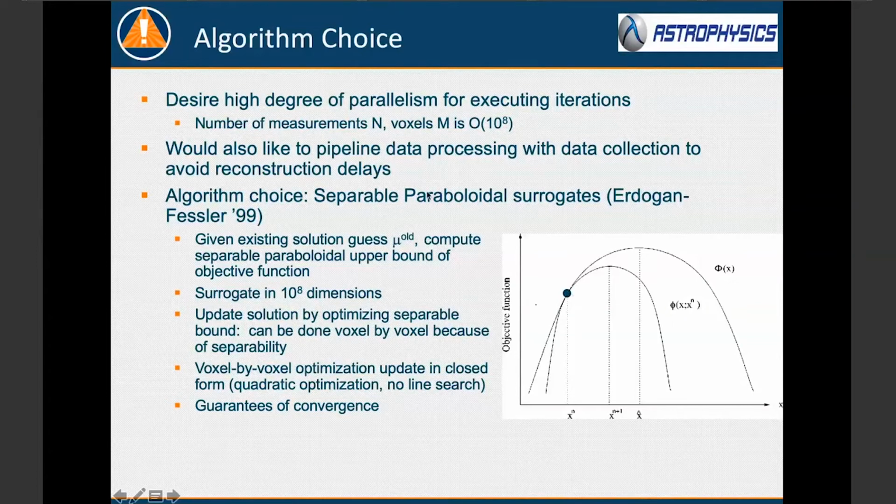This is in contrast with computing gradients or other techniques that may require a lot more coupling in the solution, which would be slower. So I said, this allows us voxel by voxel optimization in closed form. And there are theoretical guarantees of convergence to the global maximum, but in practice, it's also a question of how well it works.